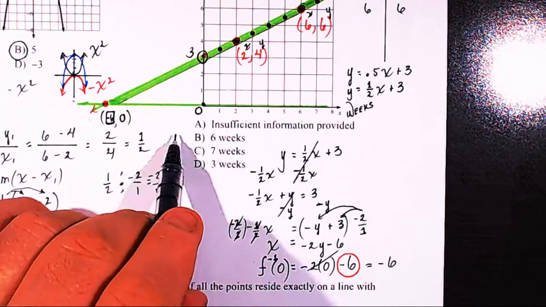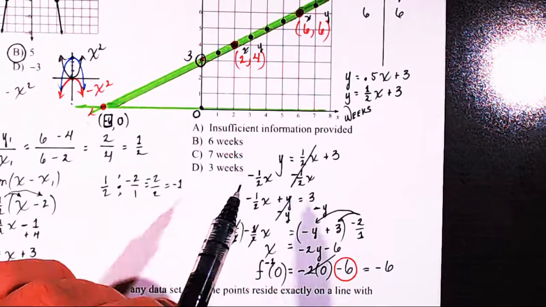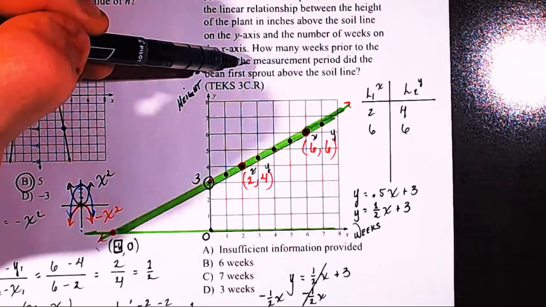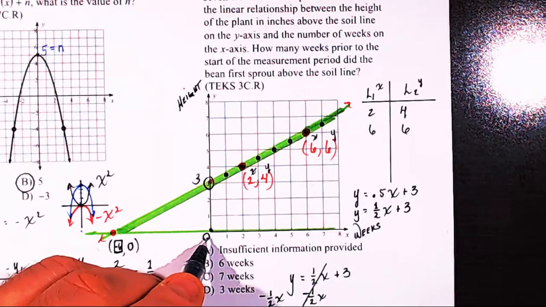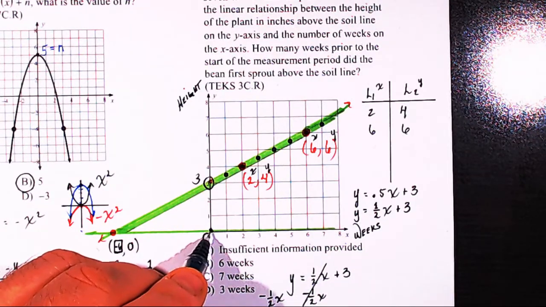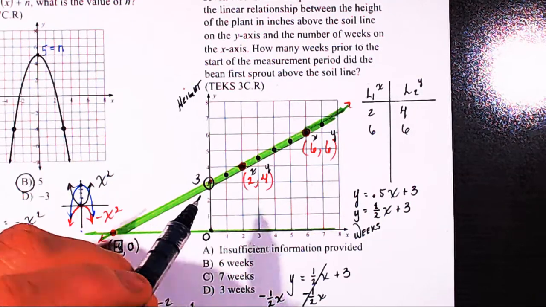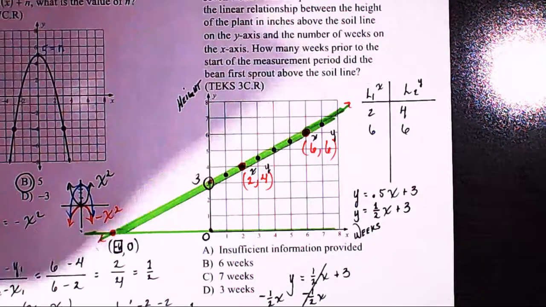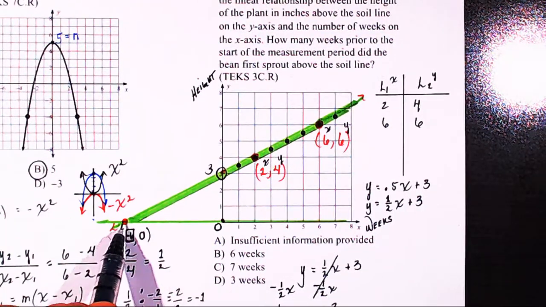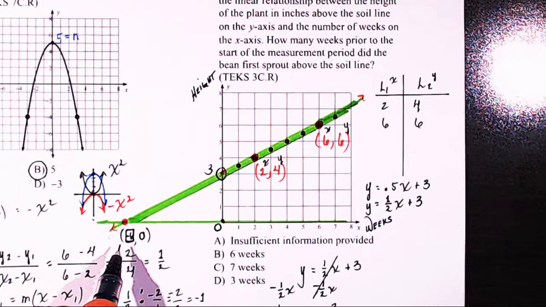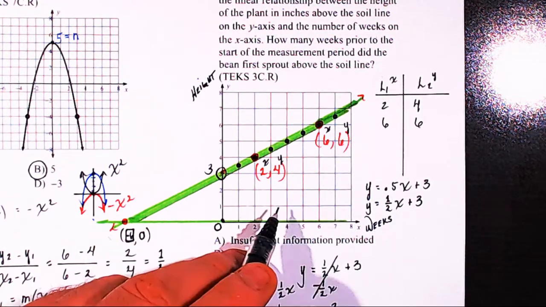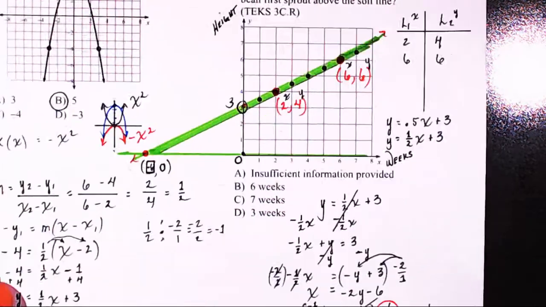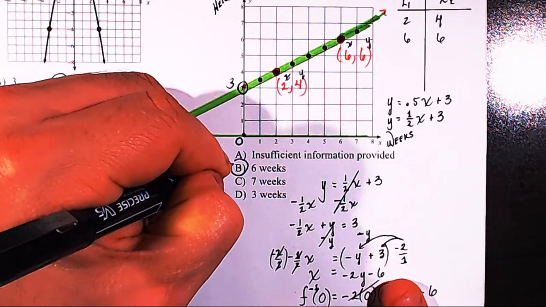Now we don't have a -6 here because, if you look at the question, it's saying how many weeks prior to the start of the measurement period. The start of the measurement period would have been at time t equals 0, or week equals 0. How many weeks prior to that did the bean first sprout above the soil line? So in other words, where is the bean 0 inches tall? Well, that's 6 weeks prior to the start of the measurement period. Okay, that's why it's -6. So the answer is 6 weeks.